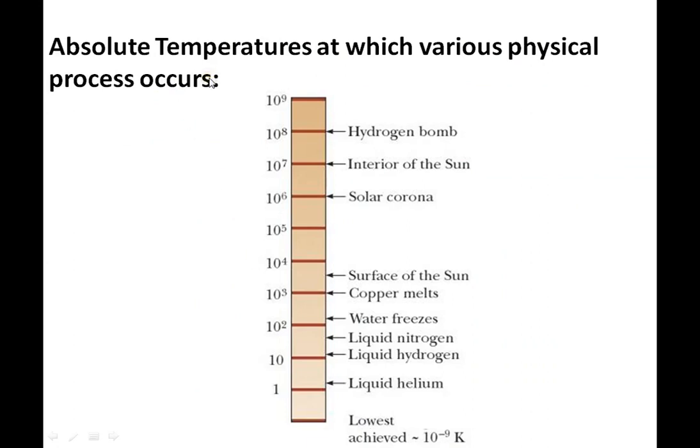These are the absolute temperatures at which various processes occur. These are the temperatures in Kelvin, which we have already discussed. Liquid helium is 4 Kelvin, liquid hydrogen is 33 Kelvin, liquid nitrogen is 77 Kelvin. The surface of the sun is around 10,000 Kelvin, and a hydrogen bomb is around 100 million Kelvin. So extremely high temperatures and extremely low temperatures, that is cryogenic temperatures, are expressed in the Kelvin scale.